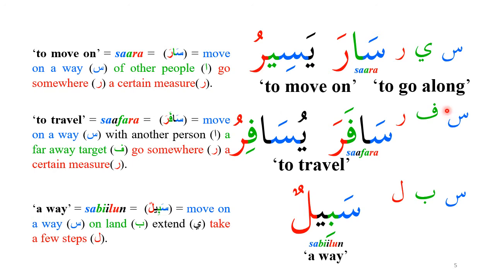To go along with the flow, with a path that people have already gone, and to a certain measure, go somewhere. So Ra also means to go somewhere, and for a certain measure. This is the starting point of the going and the ending point. So it is a certain measure.